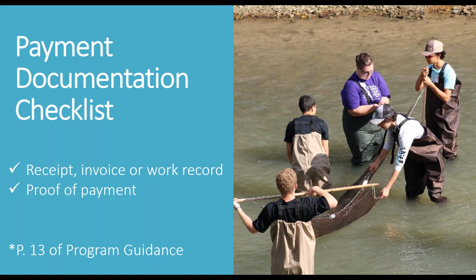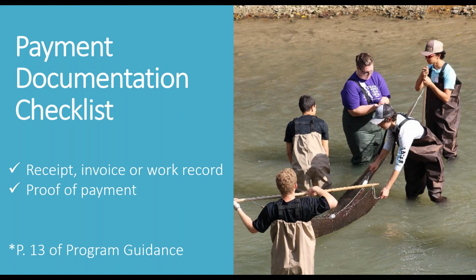So you must provide 2 primary types of backup documentation for every single expense incurred to prove the item was purchased. So depending on the expenditure, you'll need a receipt, invoice, or work record. So that's the first thing that you'll need. And work records, another name for this is a timesheet. Timesheet and work record is the same thing. And the second thing you'll need for every single item is proof of payment for each item purchased. And we'll go over really what this details in just a minute.